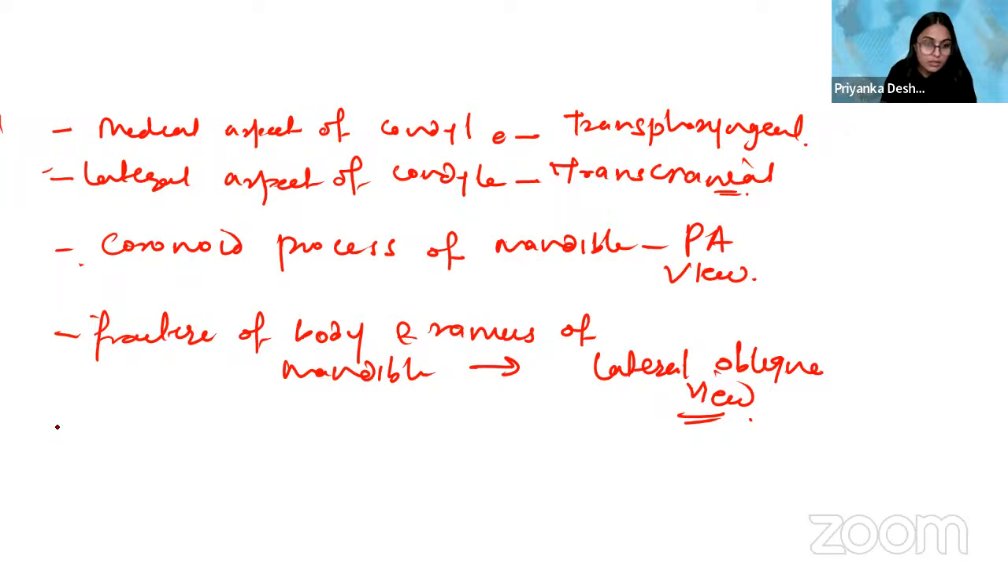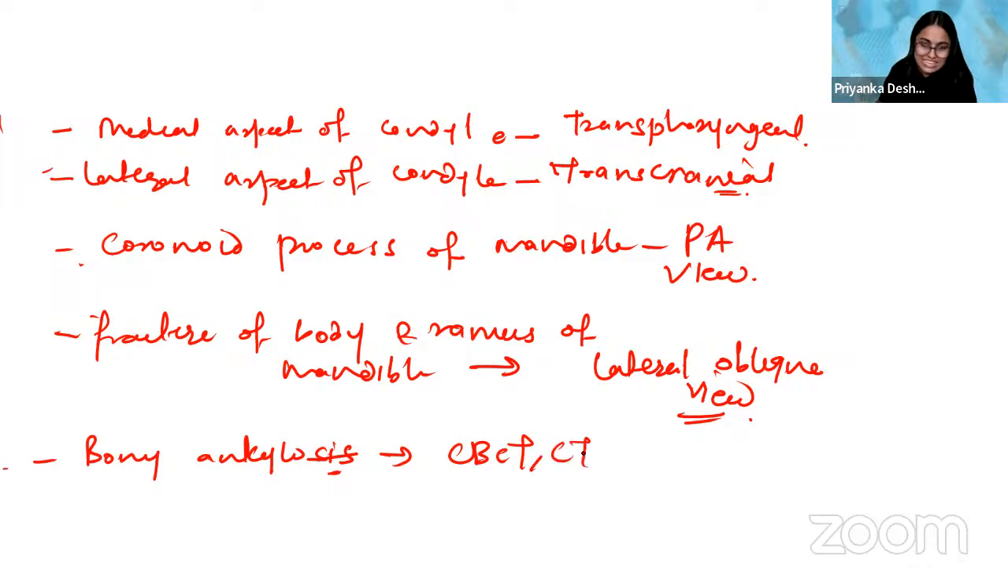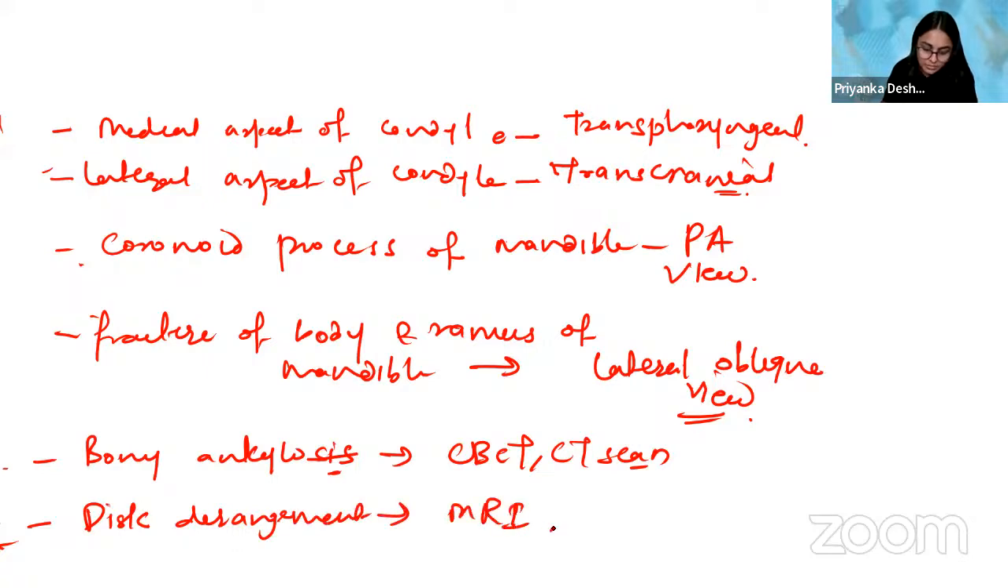To check the bony ankylosis, we will just order CBCT or CT scan. Disc derangement can be checked using MRI. So these are the most commonly asked views.